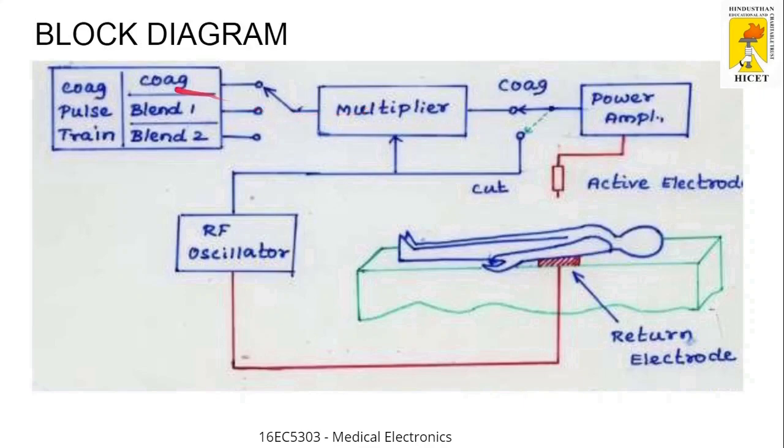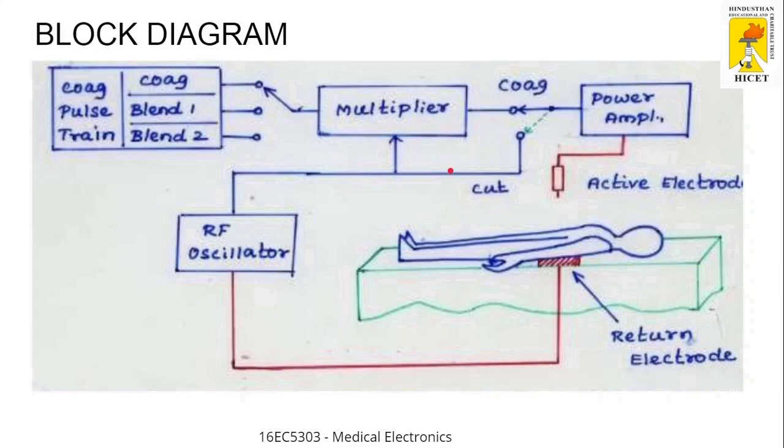multiplexer. So either you can use it in coagulation mode, or you have another 3 switches. Either you can use it in coagulation mode, or you can use it in a blend mode. You have two different options: one is blend 1 and another is blend 2. You have a lot of options in this blend mode. Okay, so this is the idea behind the block diagram of coagulation and diathermy.